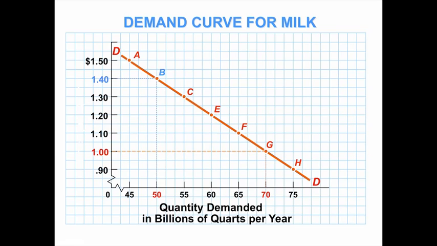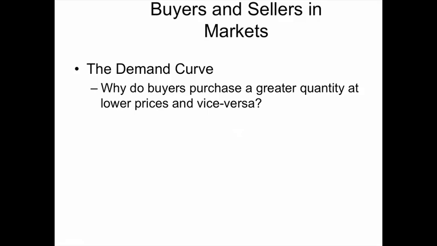Now, let me close this video by discussing what is behind this property of the demand curve, or in other words, why is it that buyers are willing to buy a greater quantity at a lower price and vice versa? There are two reasons for that. The first one is what we call the substitution effect, and the second one is the income effect. Let me just give you the idea of what these two are.